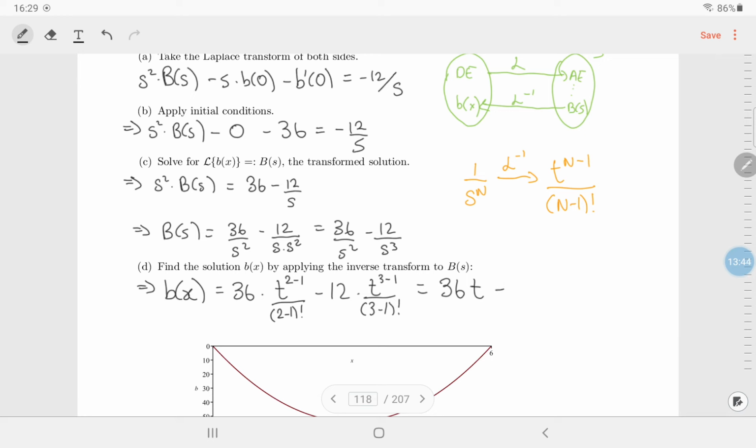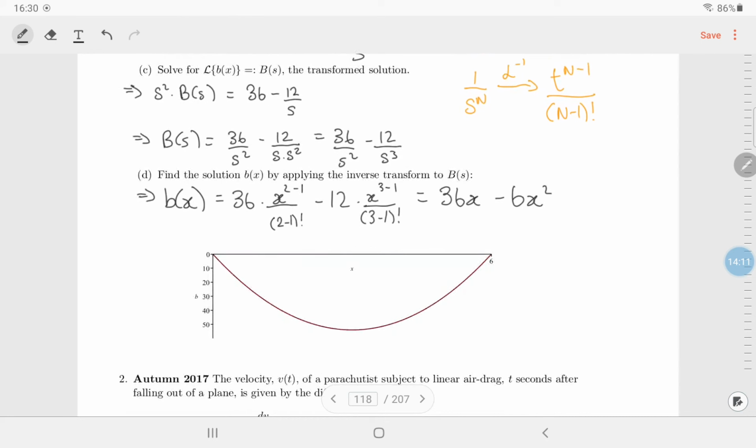And then the other one, oh god, I'm a donkey, aren't I? Going on about the t then, and I do it. So sorry, x to the 2 minus 1. X to the 3 minus 1. 36x. Yeah, now the 3 minus 1 factorial is 2 factorial, which is 2. So I got 12 over 2, which is 6. And then x to the power of 3 minus 1 is x squared. And we have a little plot of it there. Okay, so that's probably enough for this week.